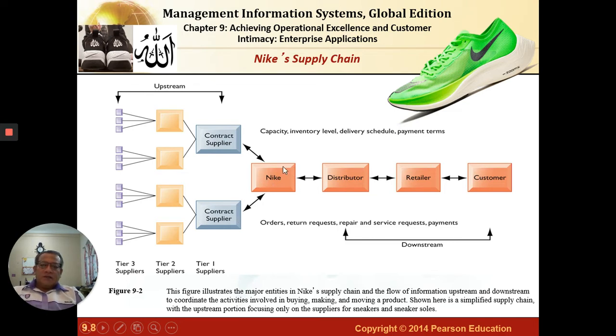When Nike has fully assembled the shoes, they also have to distribute them, for example, to the exporter or the distributor, and the distributor later supplies to a supermarket like a retailer, right? And the retailer then supplies to the customer. So here is the overall Nike supply chain from upstream to downstream.